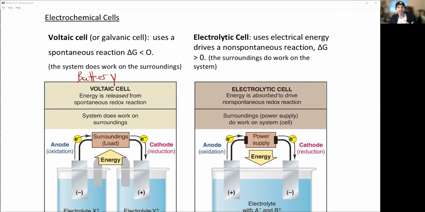Okay, this is going to give us energy. I plug this in, it provides electricity because this is a spontaneous reaction. Okay, delta G is less than zero, it's negative. Therefore, it's going to give us energy out. It's going to immediately start to go.